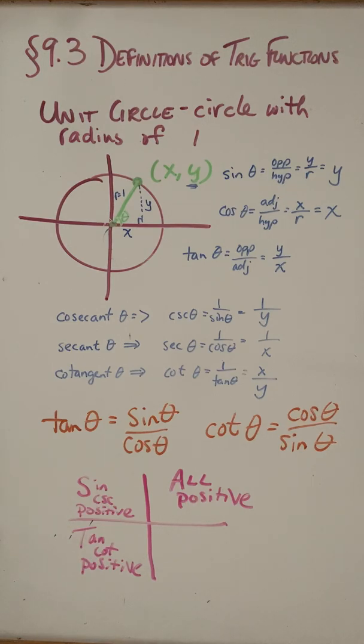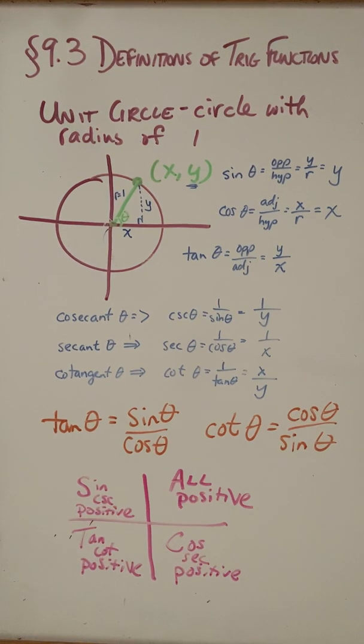Again, let's think about y. In the fourth quadrant, we know x is positive and y is negative. So only those that involve x will be positive. That would be cosine and its reciprocal, secant, that are positive. So everything else is negative.